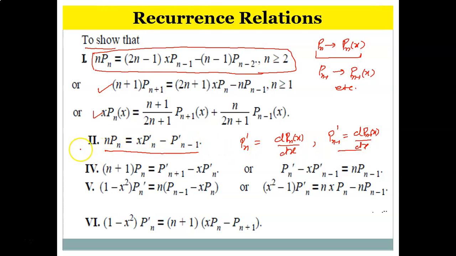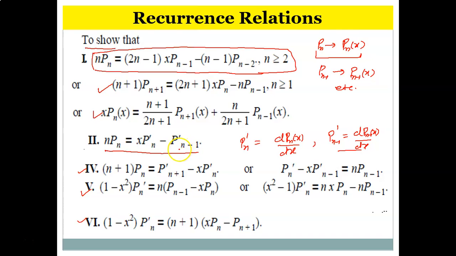Then the second relation is this. The fourth relation is here. I think the third is missing here. So this is the fourth we are writing here, and this is fifth and sixth. In this way, we can derive all the relations.